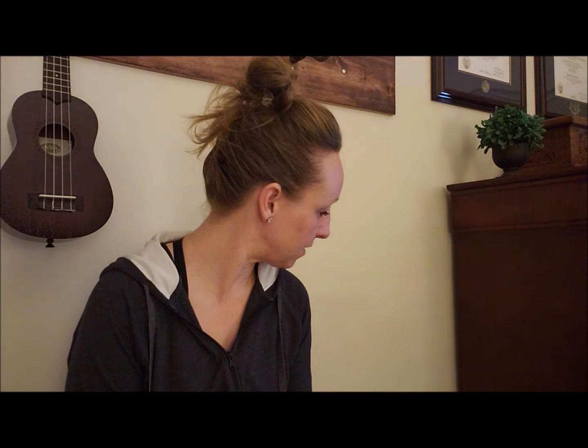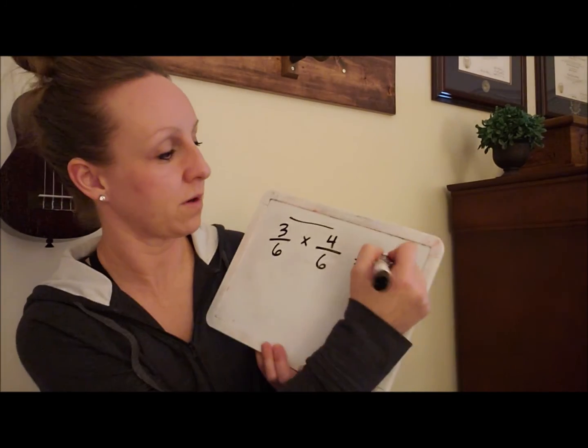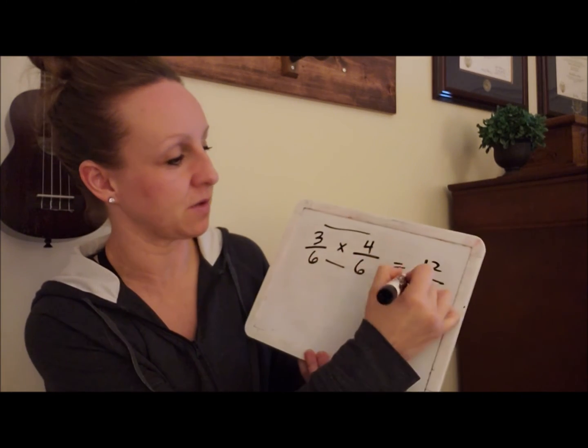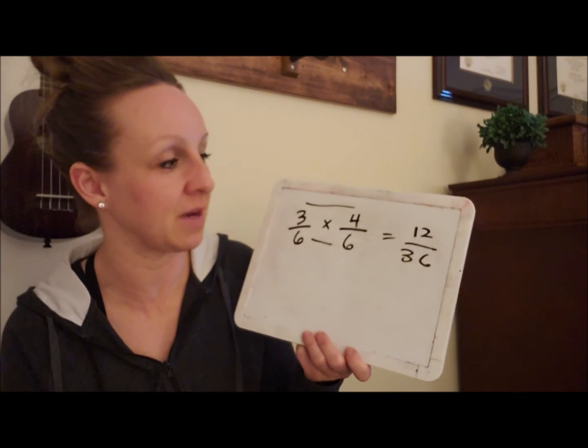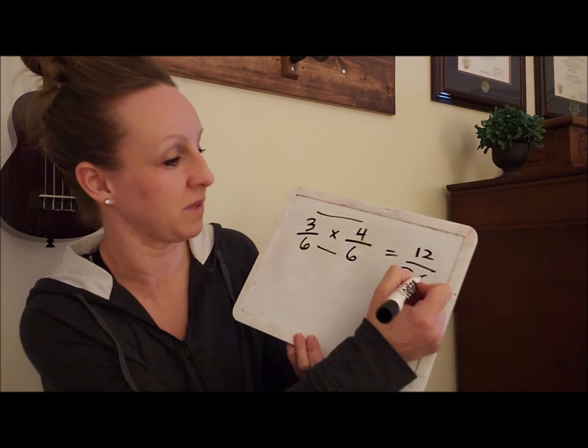Let's do another example just because this is really hard. I already had 4, so let's go 3 out of 6 times 4 out of 6. I multiply across. 3 times 4 is 12. There I've got my fraction line. 6 times 6 is 36. There's my fraction. And again, I would later on deal with trying to simplify that, make that number smaller, but that's multiplication of fractions, and especially fractions with the same denominator.